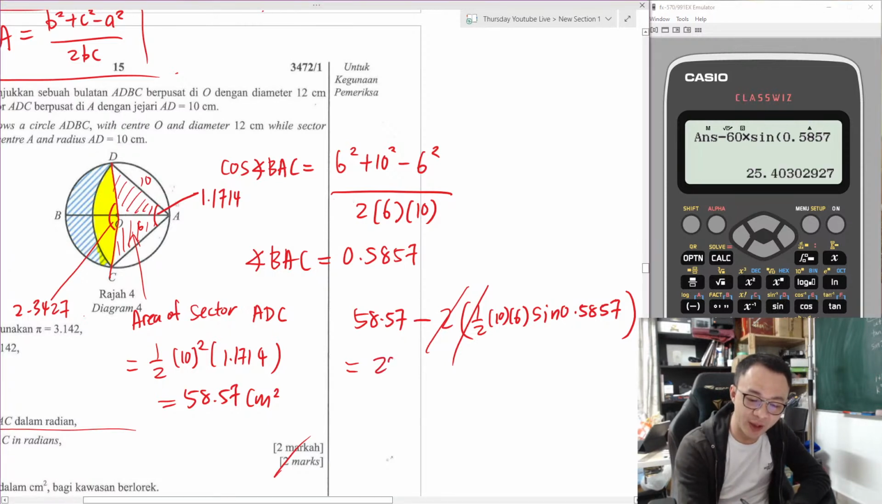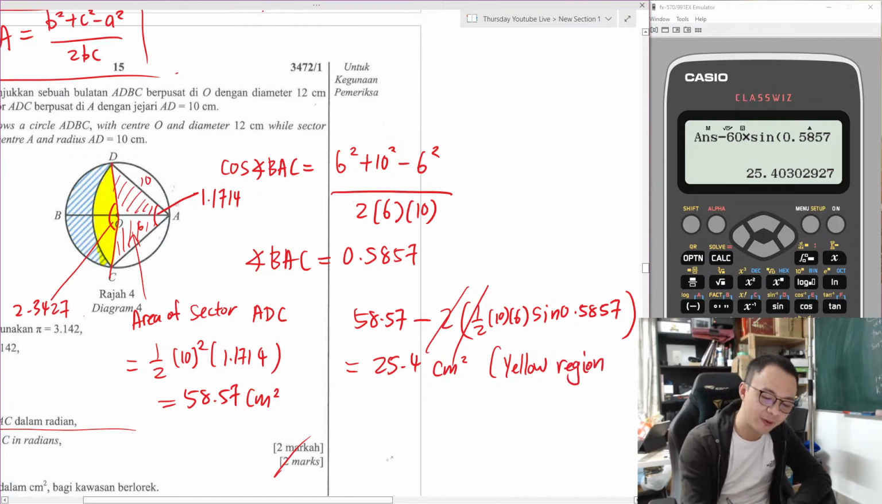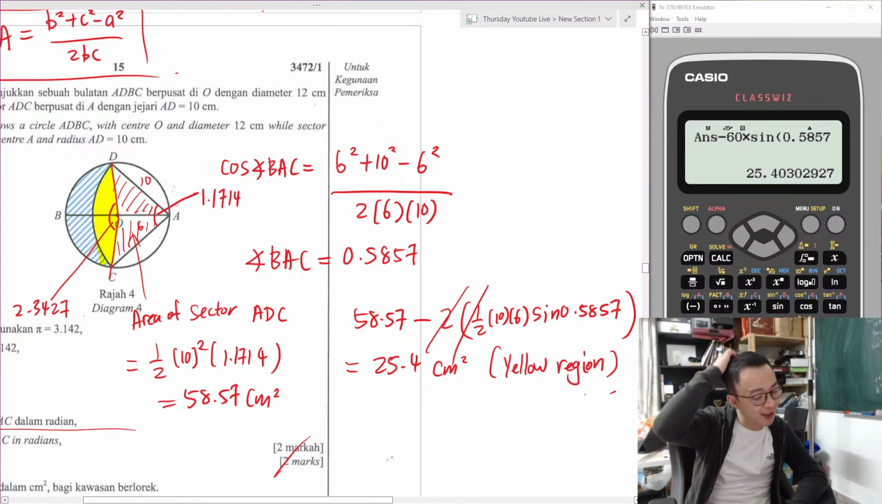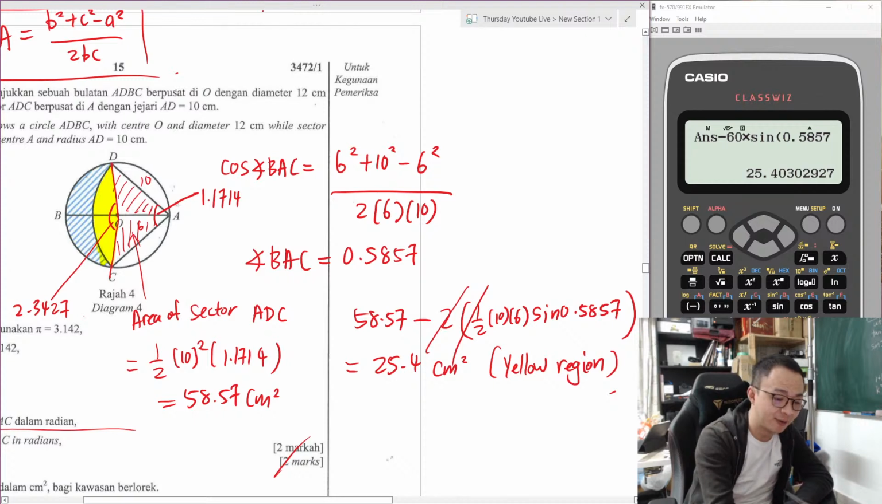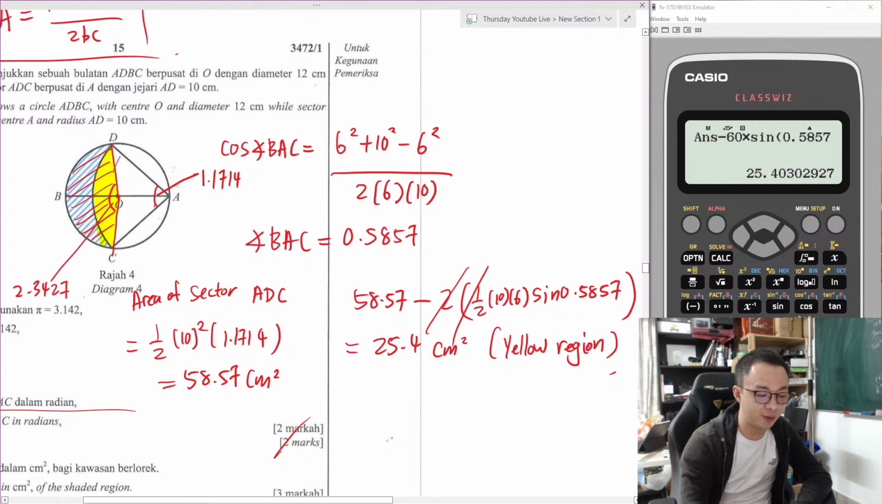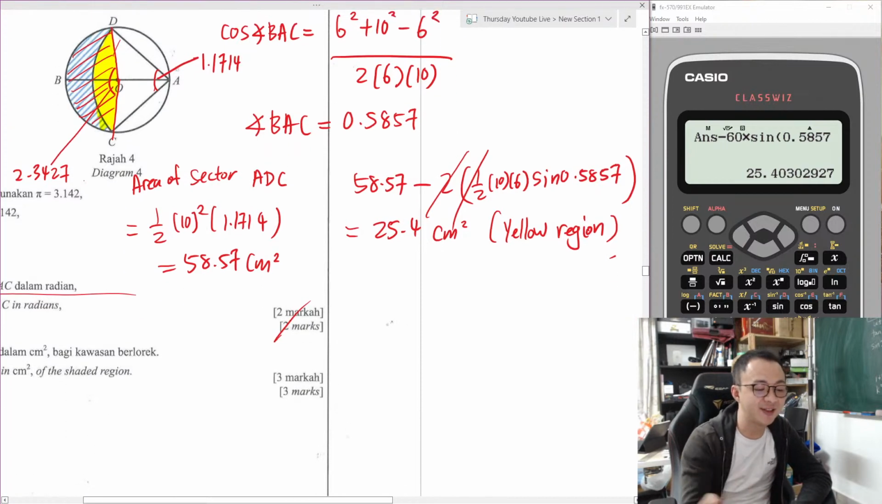So I will get 25.4. Okay, 24. This is the yellow region. Then what I want to do next is find this sector, the whole sector here. I want to find this sector by doing the sector minus the yellow one, isn't it?